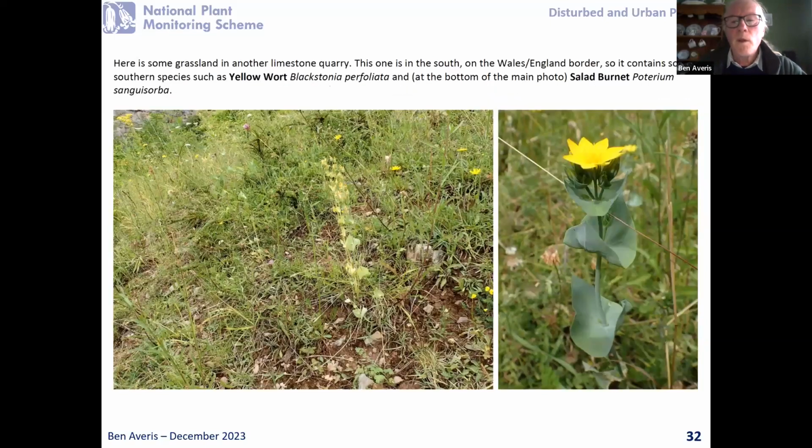Okay, this is an old quarry on the England-Wales border, in a limestone area. So there's a more southern flora down there, with some salad burnet at the very bottom of the left-hand photo, and some yellowworts, quite striking plants. Quite an exciting thing to see. We don't really see it up here. We have a few dots for it on the map, but it's really a more southern plant. So yeah, you can get all sorts of interesting things in old quarries.